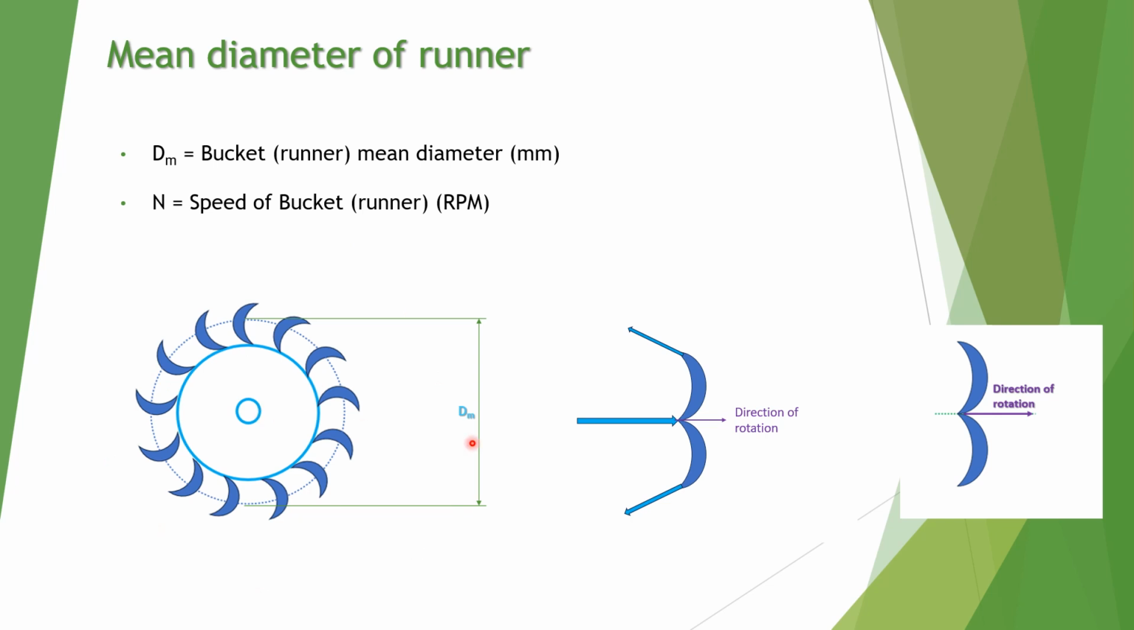This is the runner. The mean diameter of the runner is dm. The velocity triangle is drawn at the middle, at the mean diameter of the runner. That is, dm is the bucket or runner mean diameter in millimeter, and n is the speed of the bucket in rpm. This is the direction of rotation of the bucket, and the fluid is striking at the center. It is deflected on both sides, but for drawing the velocity triangle we can take any one side as the outlet velocity triangle.